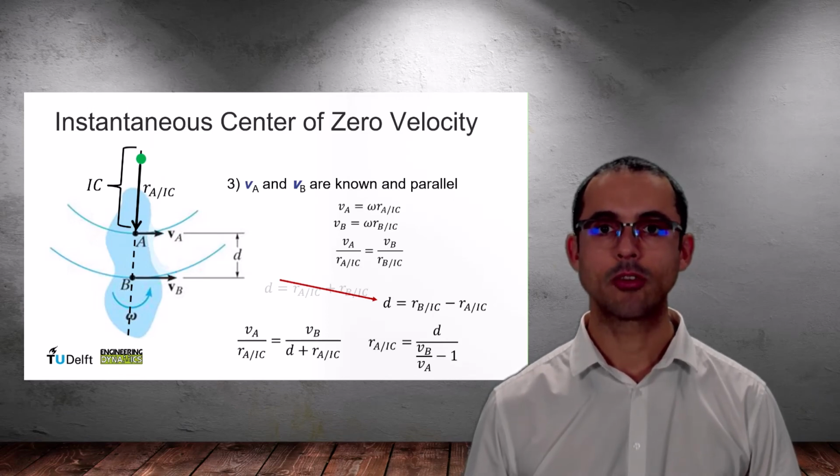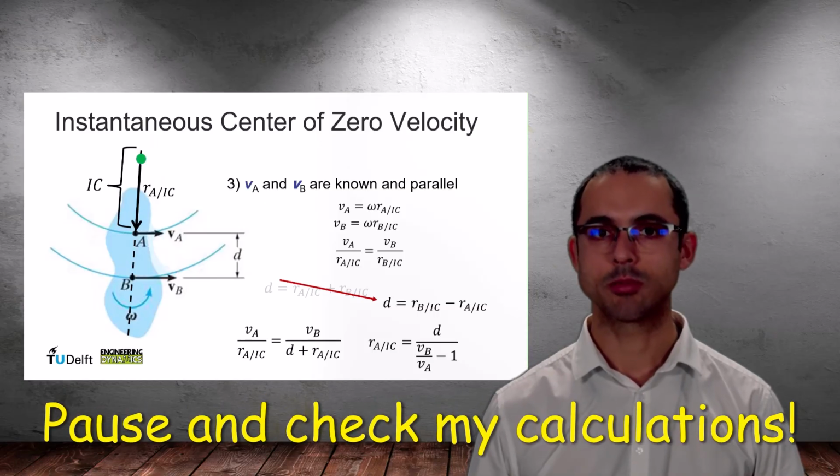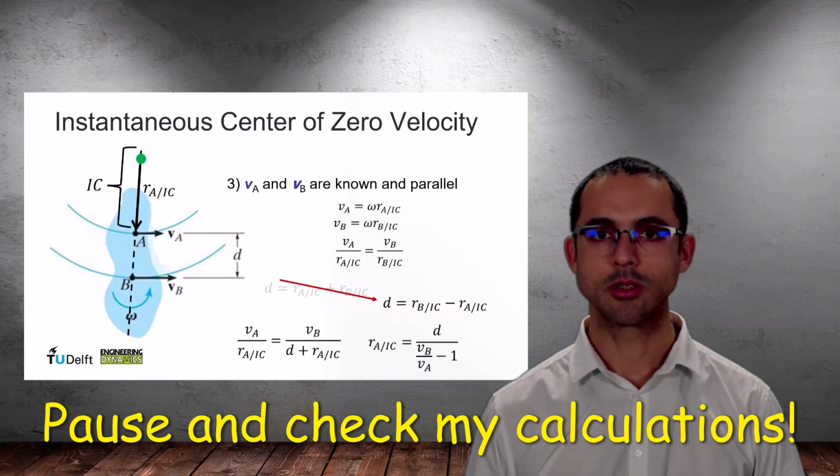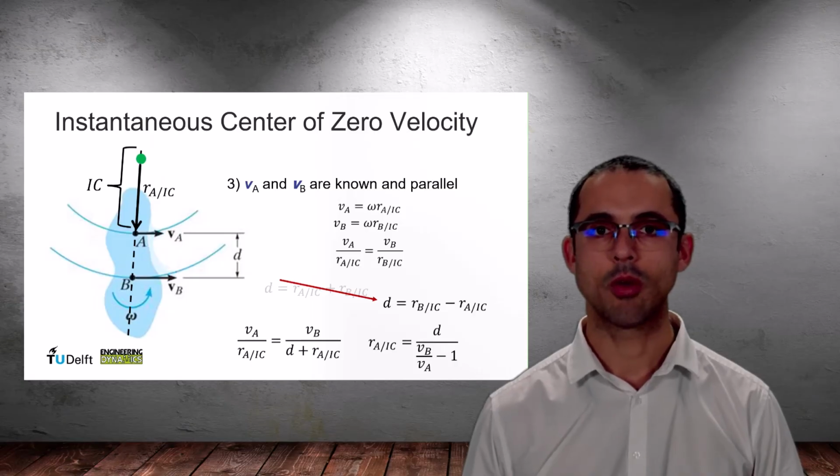Again, make sure you pause the video to have some quick fun with algebra while keeping your skills sharp. What would happen with the position of the IC if the velocity VA tends to 0, or if the velocity VB tends to 0? Think about it.